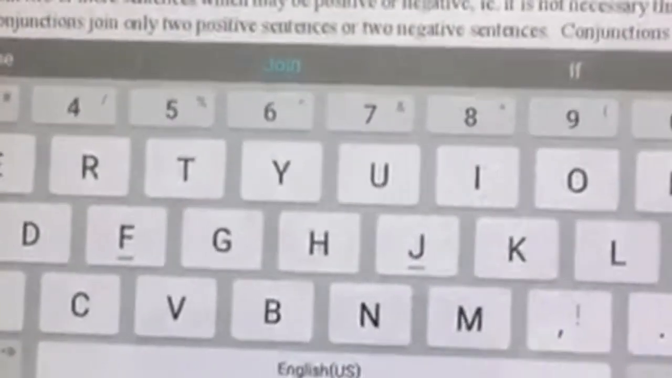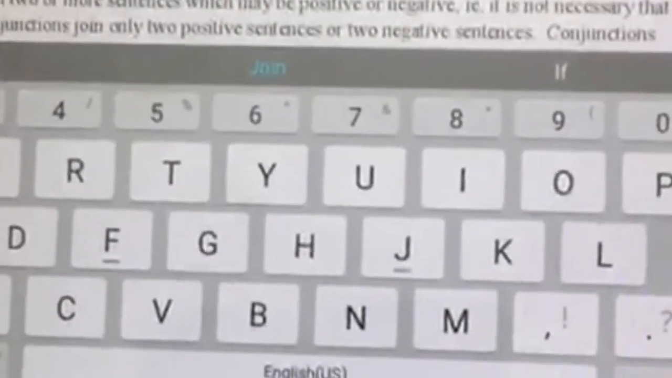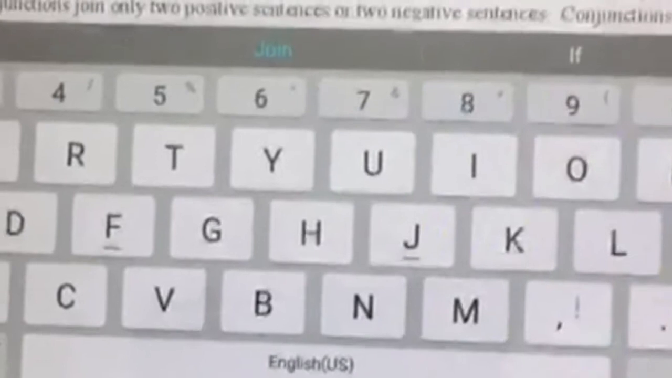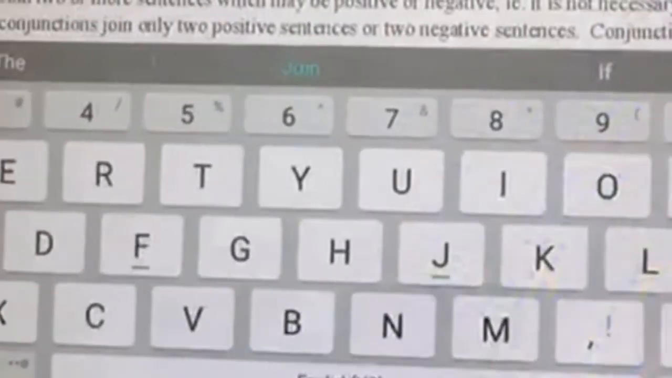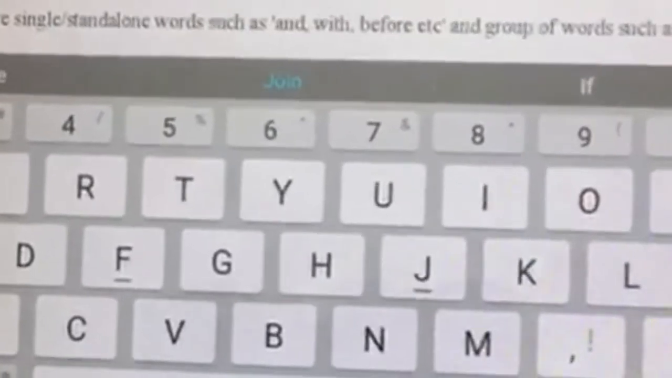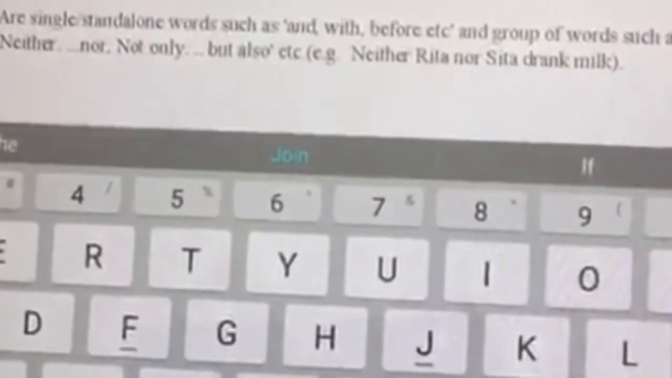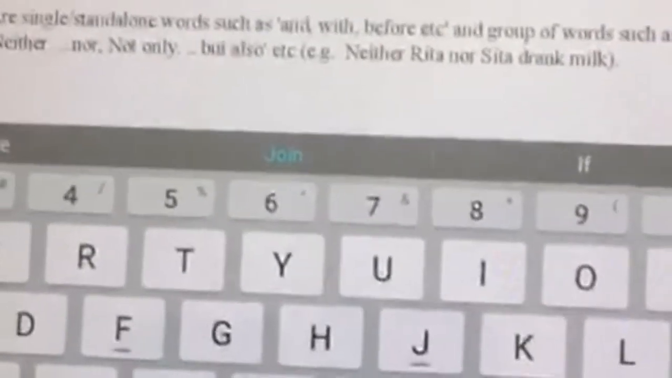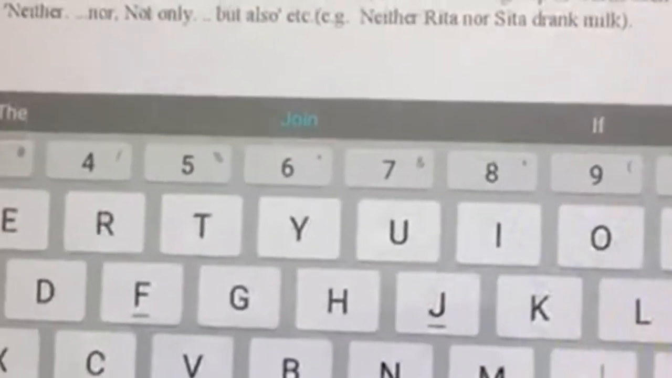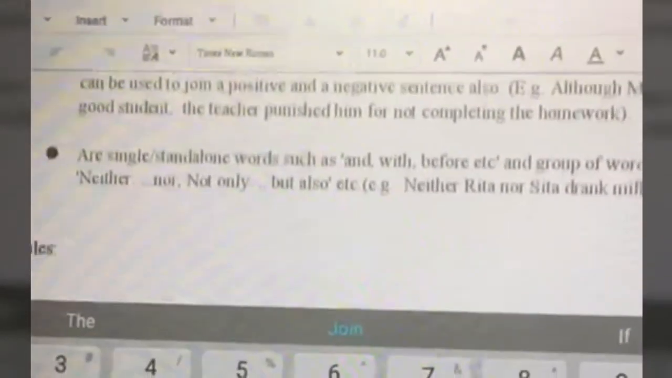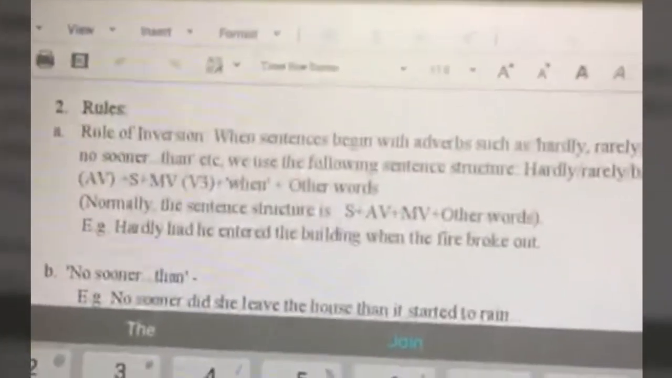Conjunctions can be used to join two or more sentences, and it is not necessary that both sentences be positive or both be negative. They can be used to join a positive and a negative sentence. There's no hard and fast rule that both sentences have to be positive or both have to be negative. Conjunctions can be single words such as and, with, lest, and so on, but they can also be phrases such as neither, nor, not only, but also, no sooner than, for example. An example of this would be: neither Rita nor Sita drank milk. You'll see many more of these examples as we go forward.